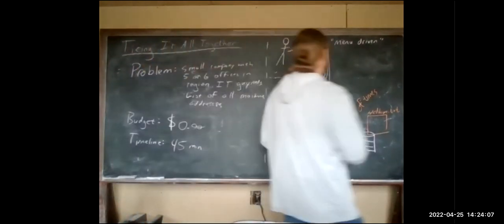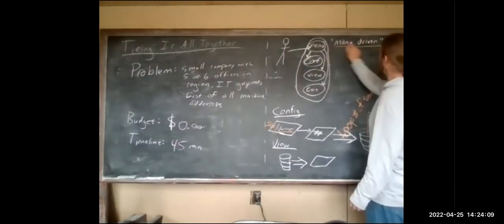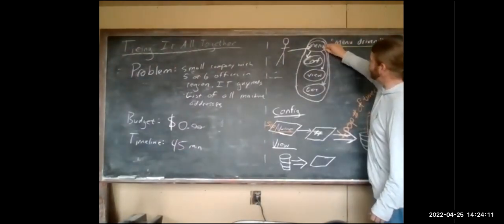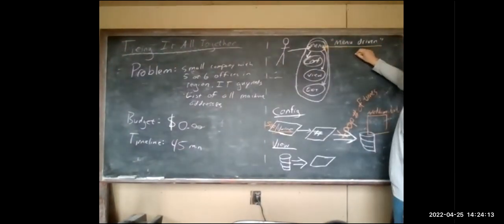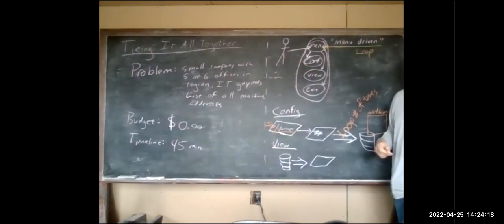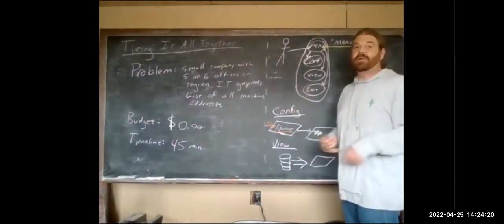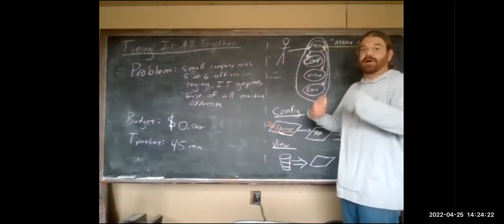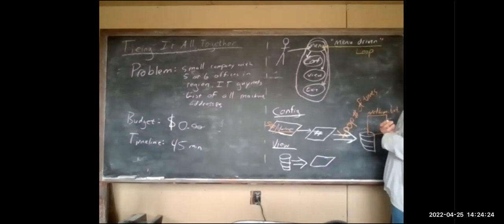So our menu, the menu driven part here, needs to be one big loop so that it keeps going. We do something, then we come back around, do something else. Come back around, do something else, and keep coming back around until the user's done. So I'll list that as a main loop.